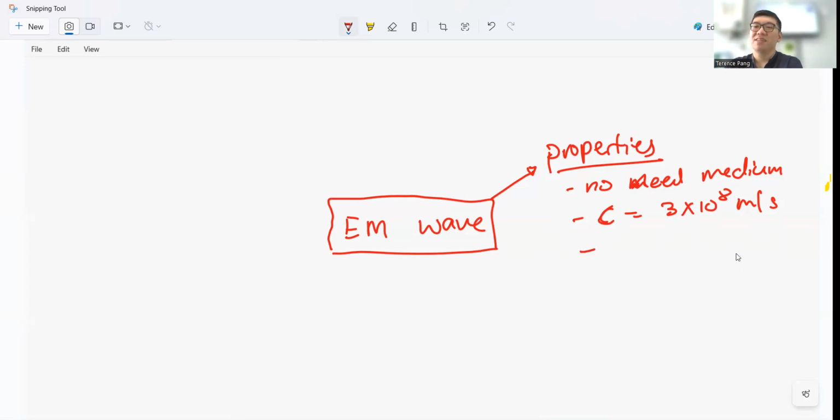Any other properties that you can think of? They follow the wave equation. This wave equation is a bit unique. It starts with c equals f lambda. Usually you will have v equals f lambda, but this is c equals f lambda because the c is this.